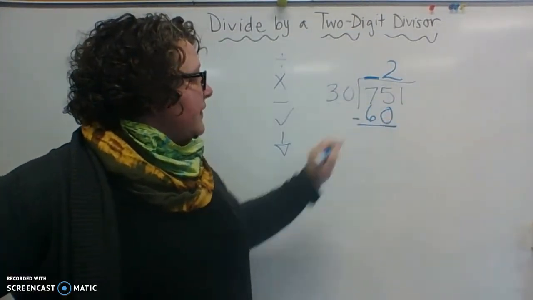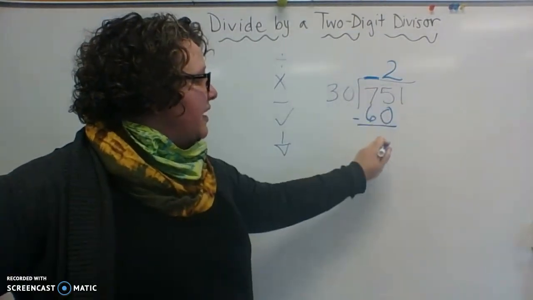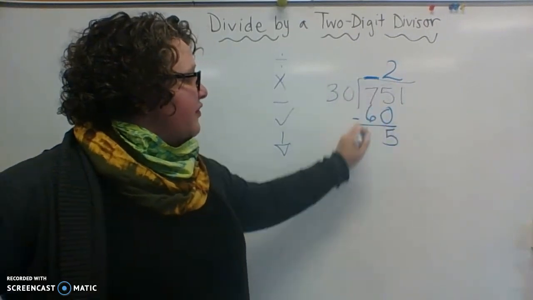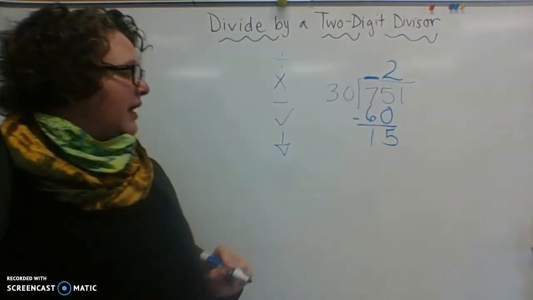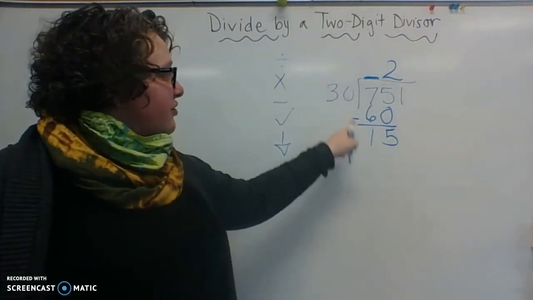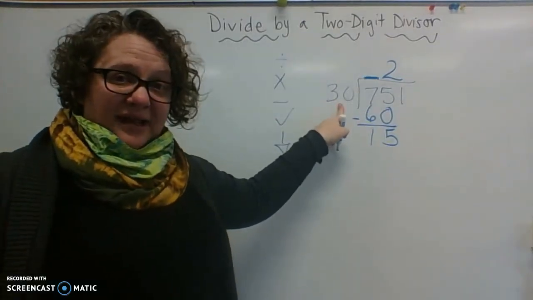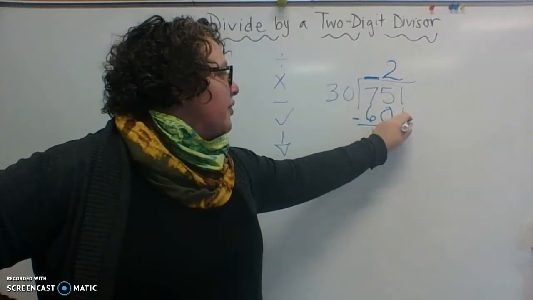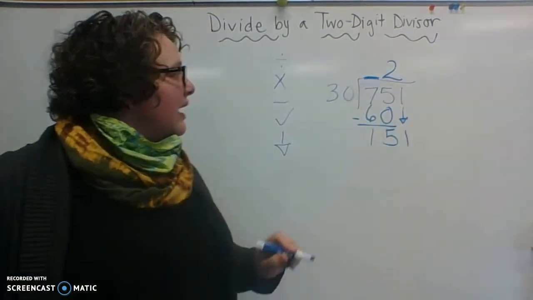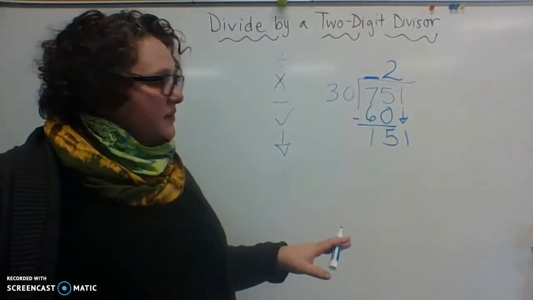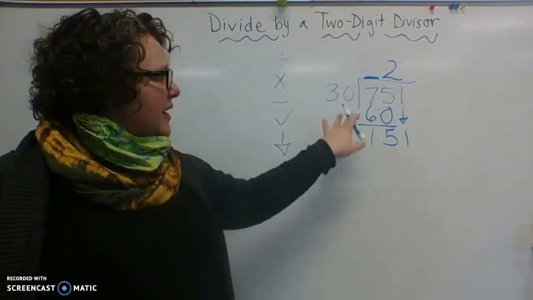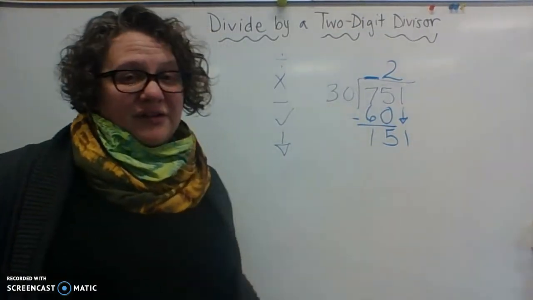I'm going to subtract now. 5 minus 0 is 5. 7 minus 6 is 1. Okay. I'm going to check and make sure that 15 is less than 30, and it is. And then I'm going to drop that 1 down. And now I have to do some estimation here. How many times does 30 go into 151?